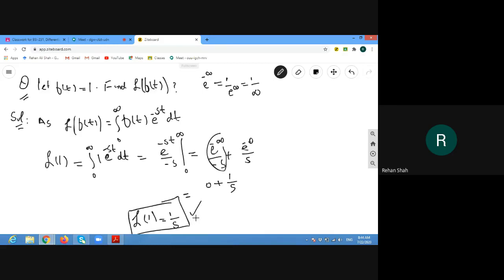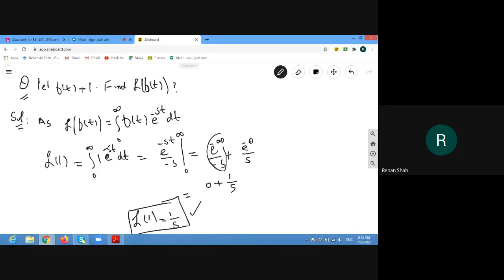Just as you used to take the derivative of 1, that the derivative of 1 is 0, now the Laplace transform of 1 is 1 over s. Remember this value. Is it clear? Yes, sir. Okay, so this is a new formula. If you are transforming 1, you will write 1 over s directly.